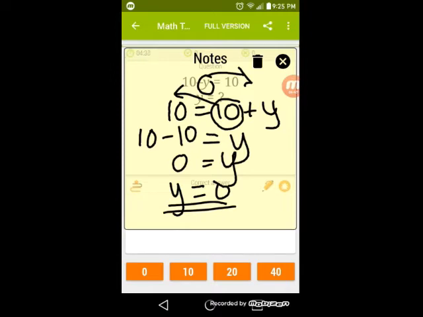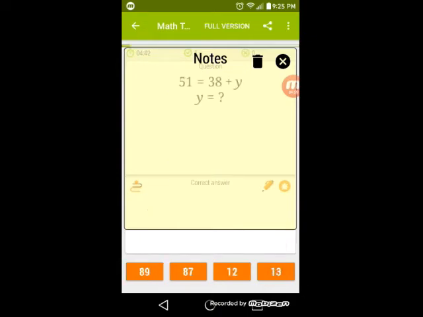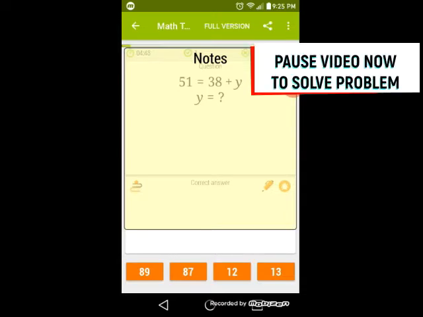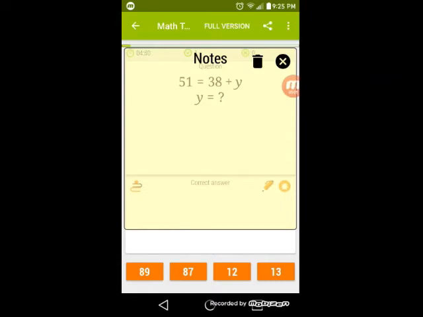Okay, so y equals 0, you press 0 and it shows you it's the correct answer. On to the next one. Okay, here we'll try the long way first and then the short way, just so you can get used to it. Alright, now there's 38 over here.